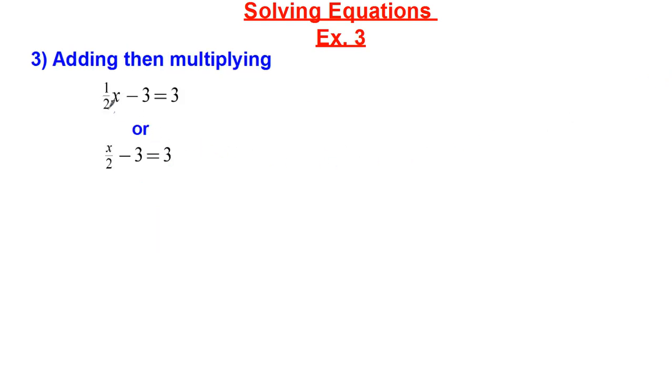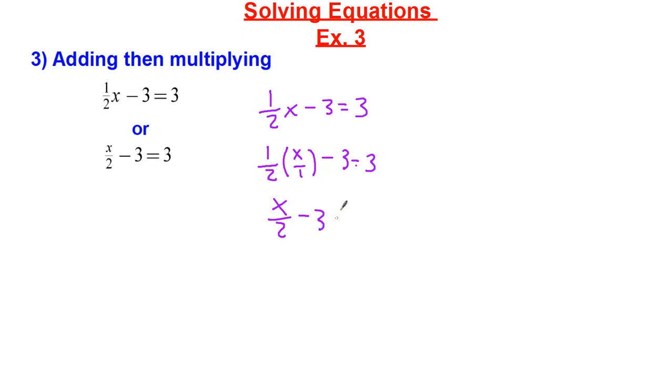So I could write this in 2 different ways. So I have half of x minus 3 is equal to 3. Notice how I could also do x over 2 minus 3 is equal to 3. Well, how could I do that? I have 1 over 2, right? This is just multiplying fractions, right? I have x over 1 minus 3 is equal to 3. So x times 1 is just x. 2 times 1 is 2 minus 3 is going to be equal to 3.